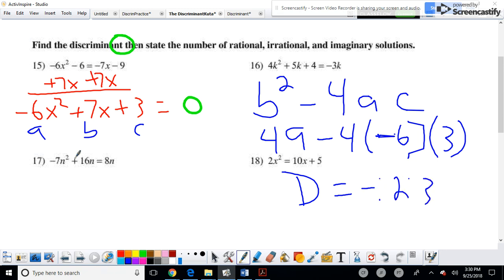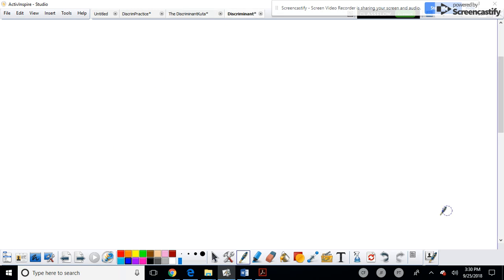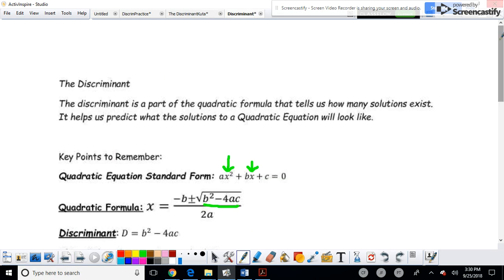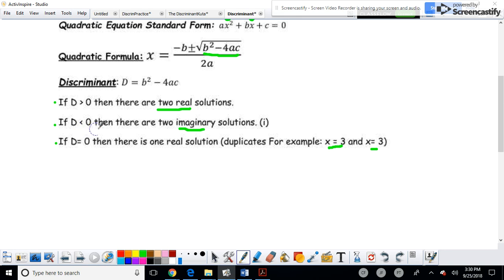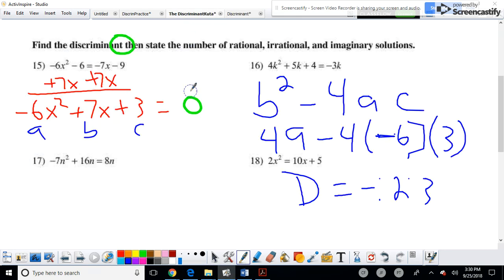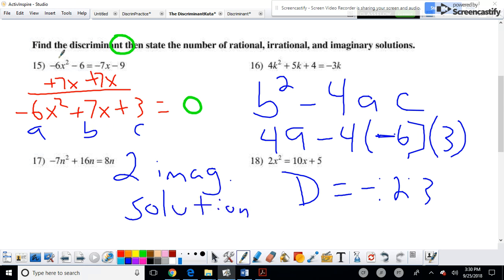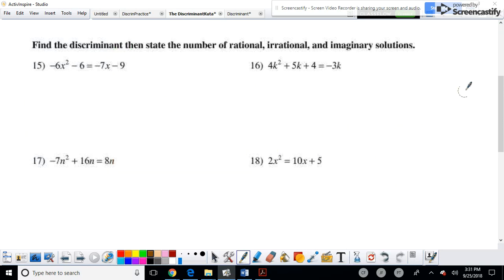So go back to my notes. What does that mean if it's less than 0? Well, that means that there are two imaginary solutions. So that's what I'm going to write. So two imaginary solutions. Again, I don't know what the two imaginary solutions are. I don't know what the value of x is. I didn't solve it. I just used the discriminant to predict the solution. Again, discriminant is just a prediction. All right. Let's do one more for good measure.